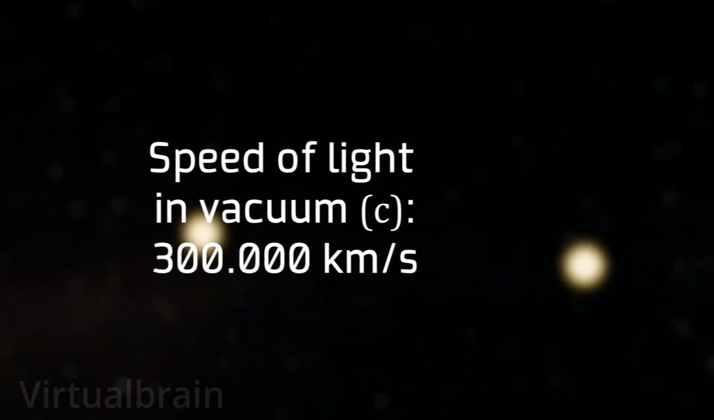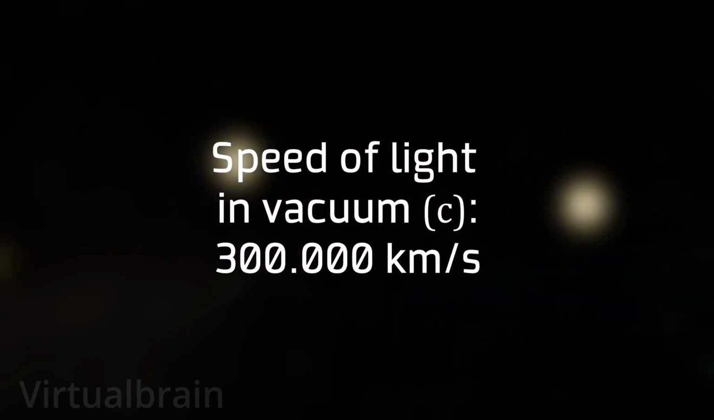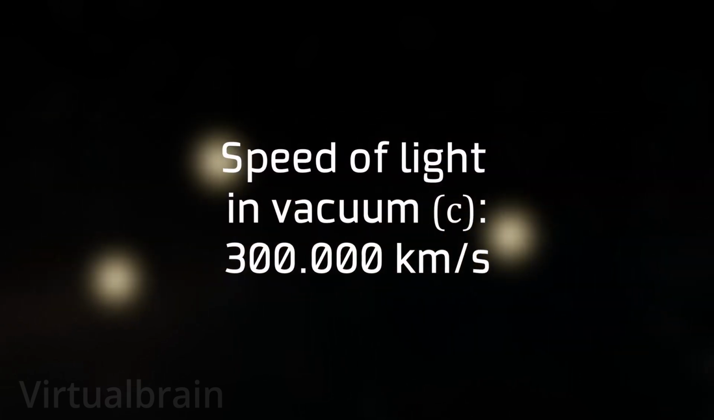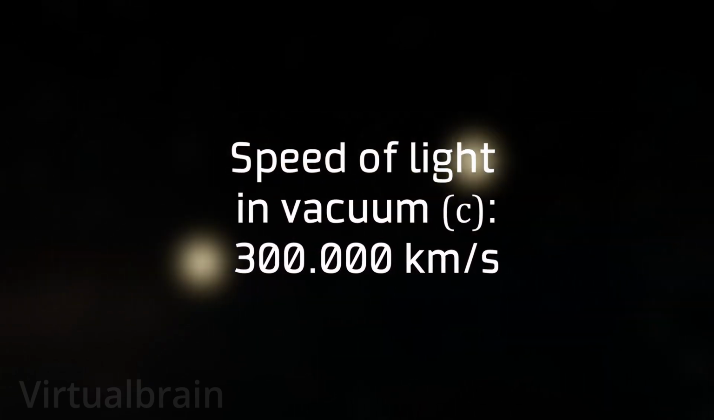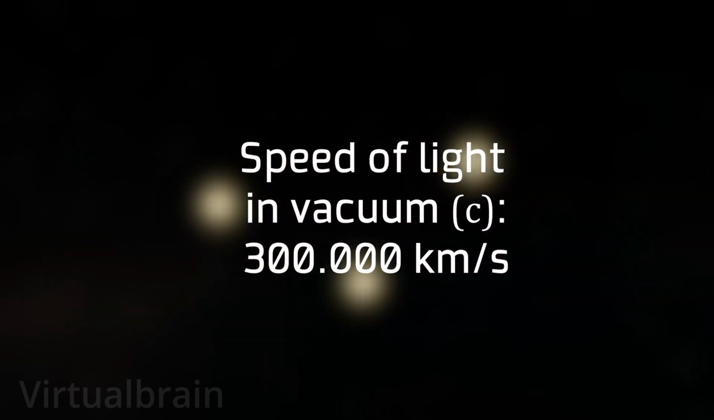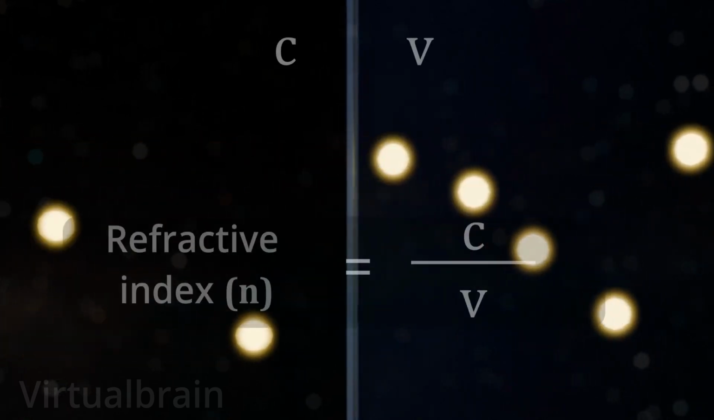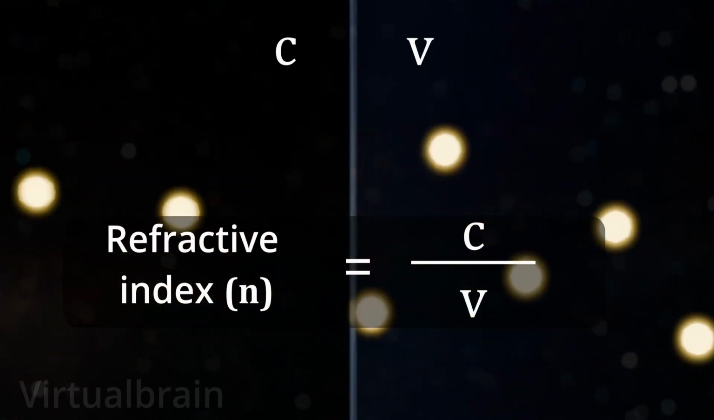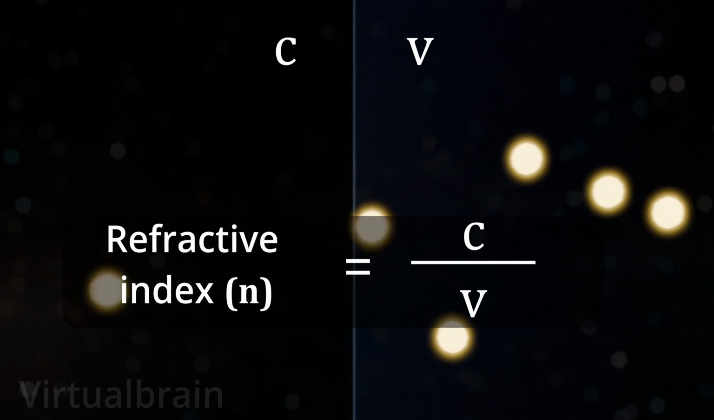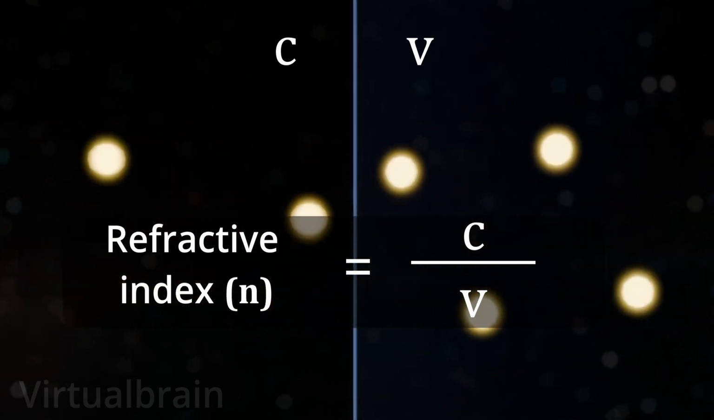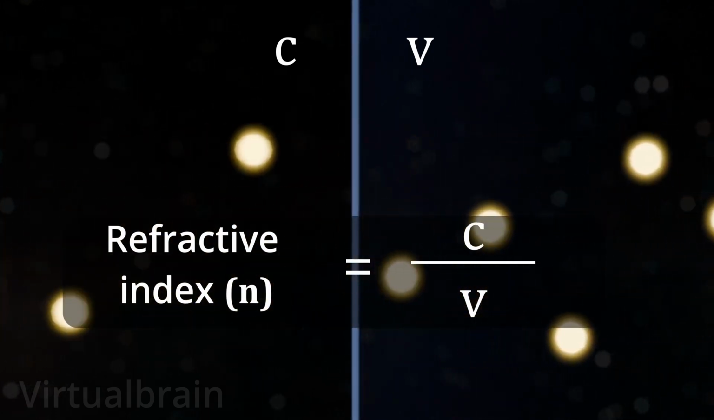You have probably heard that the speed of light in a vacuum is approximately 300,000 kilometers per second. Every time this fact is mentioned, it is clarified that it is in a vacuum because light travels at other speeds when it passes through other media, such as air, water, or glass. The ratio between the speed of light in a vacuum and the speed in the new medium is what is known as the refractive index, and it is an intrinsic characteristic of each material.